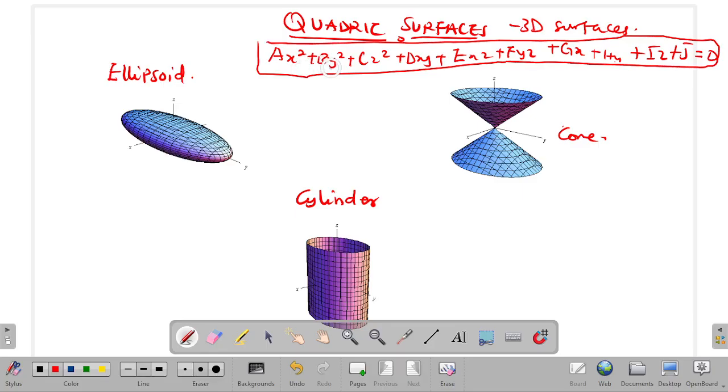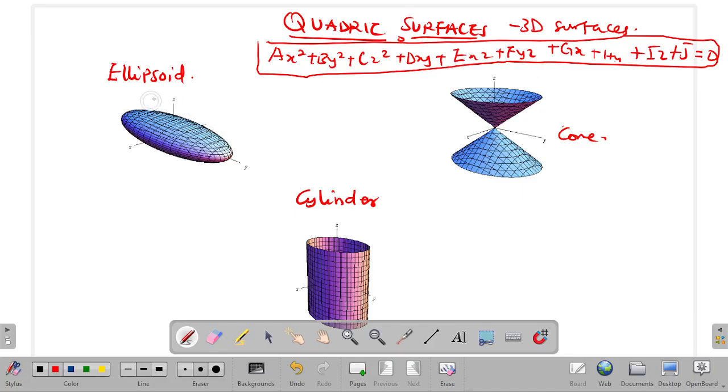Ax squared plus by squared plus cz squared. Then you come to dxy plus exz plus fyz, that's the product terms. Then plus the singles: gx plus hy plus iz plus j. We can't cover all the possible quadric surfaces, but there are a couple of them that are very necessary and will be involved in most calculations.